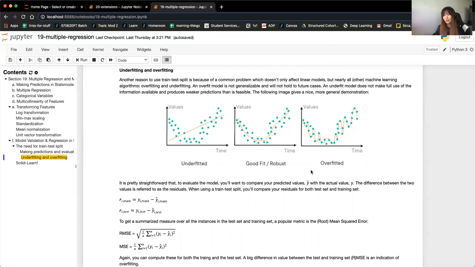Now, when something is overfit, you get some RMSE for your training data. So let's say we're talking about weight and height, and your training data says, on average, our predictions are roughly 5 pounds off.